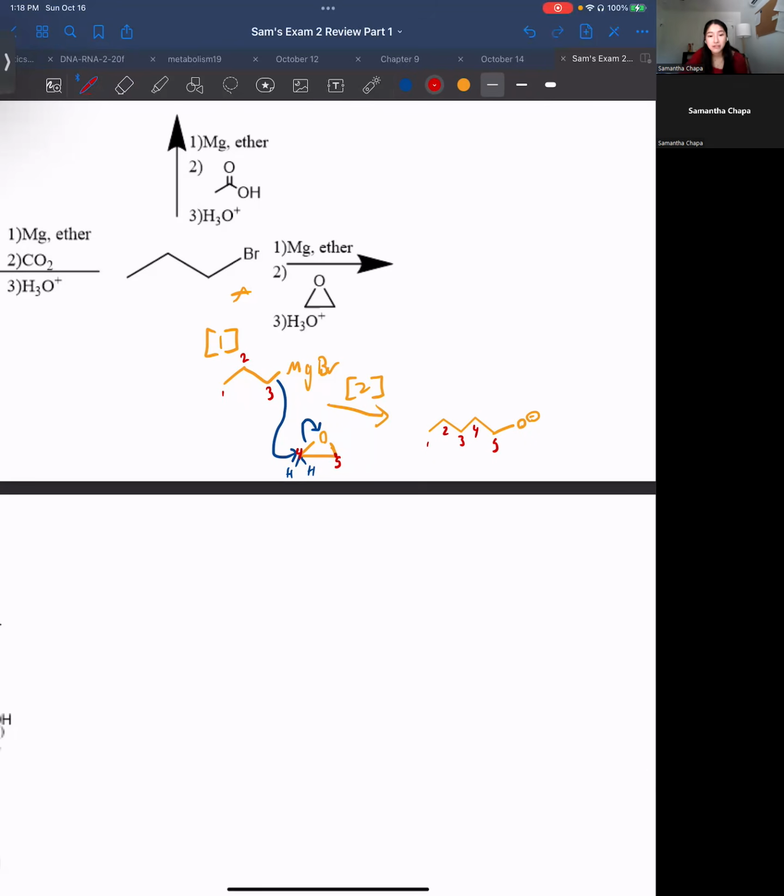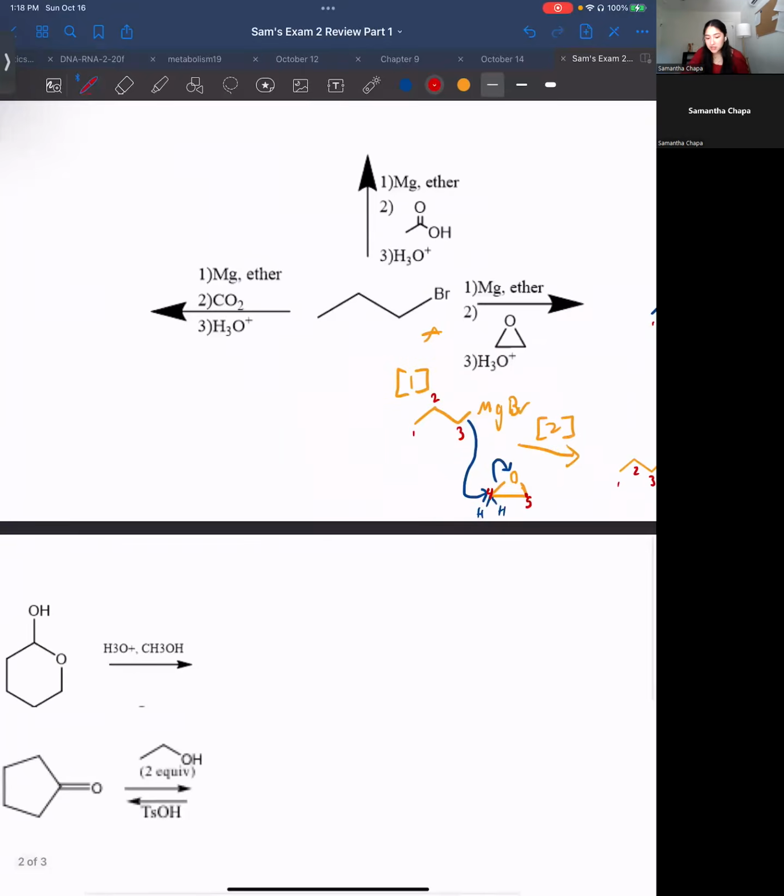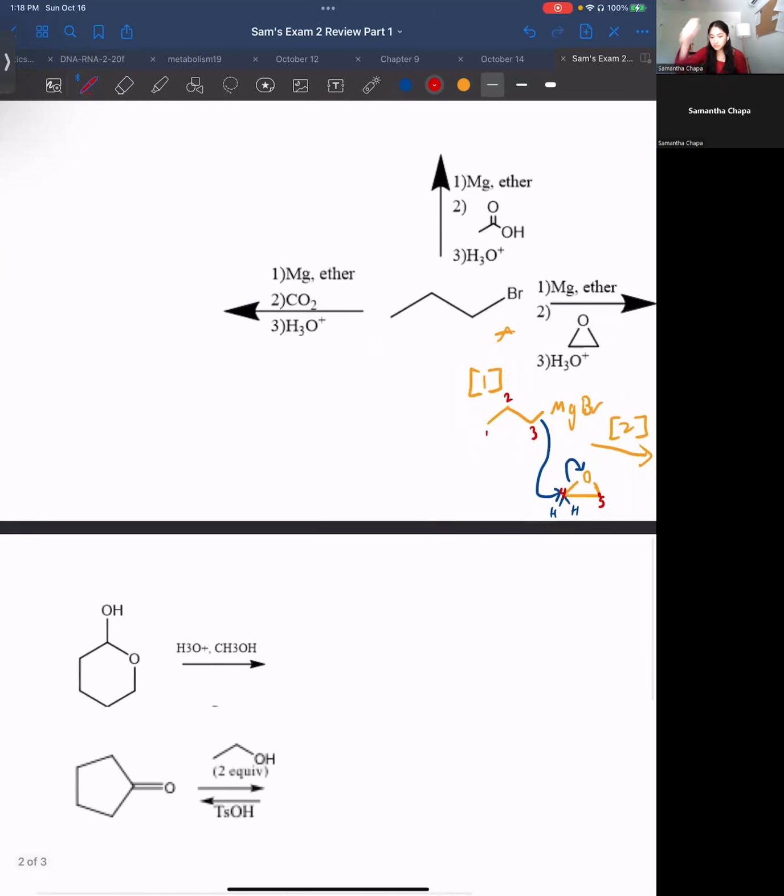On carbon number 5, we have the negatively charged oxygen. So for step 3, all we're doing is protonating. Step 3 is going to result in our product, and our product should look like this. There you go. Can we count just in case? 1, 2, 3, 4, 5. Yeah, we're good.